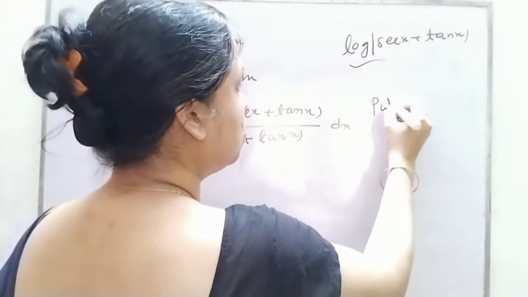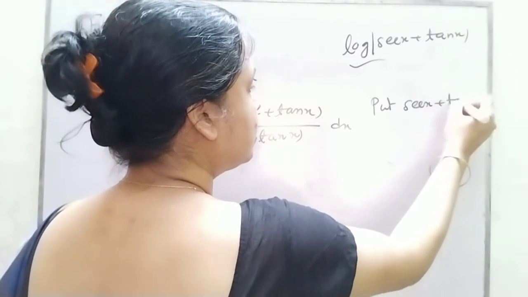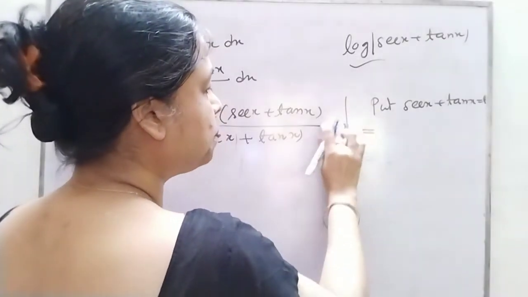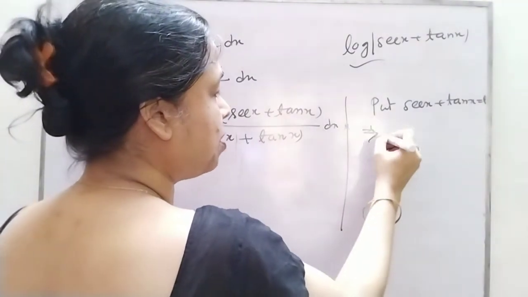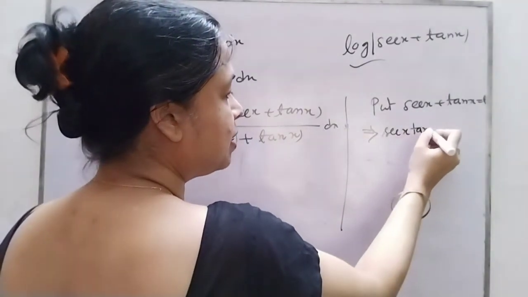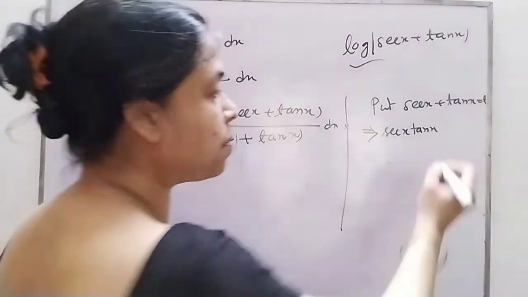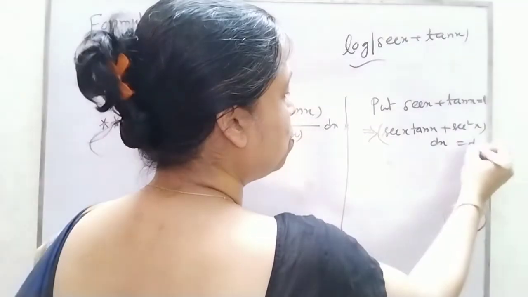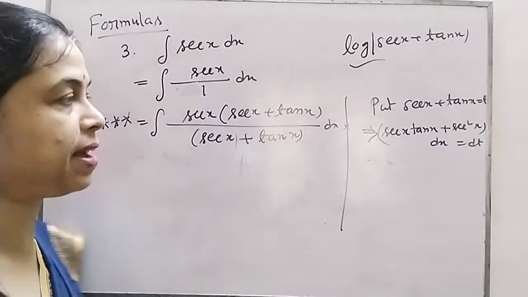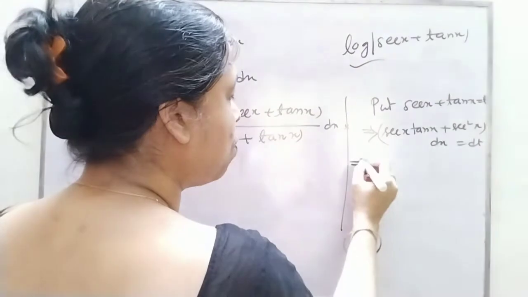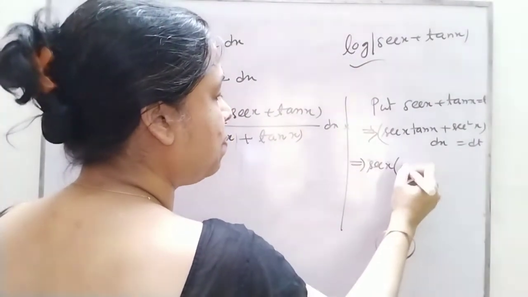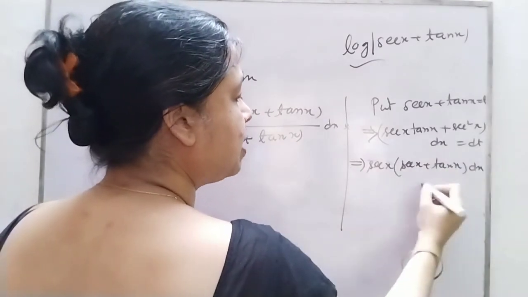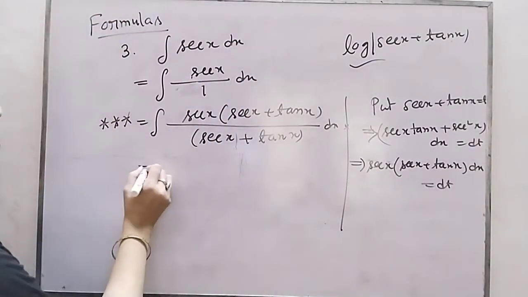So let us put sec x plus tan x equal to t. Take the derivative. Hope you remember, the derivative of sec x is sec x tan x, and the derivative of tan x is sec square x. The whole thing into dx gives dt. I bring this dx to the right side. Then I can take sec x common from both of these: sec x into sec x plus tan x, or tan x plus sec x, is the same, into dx equal to dt.